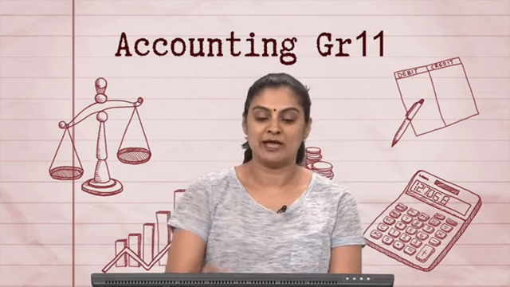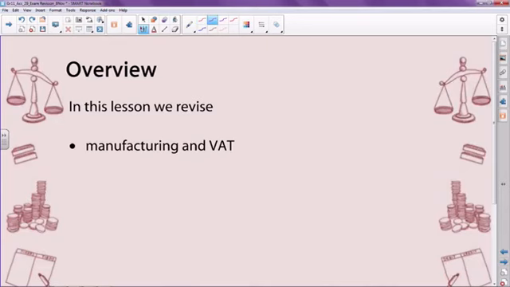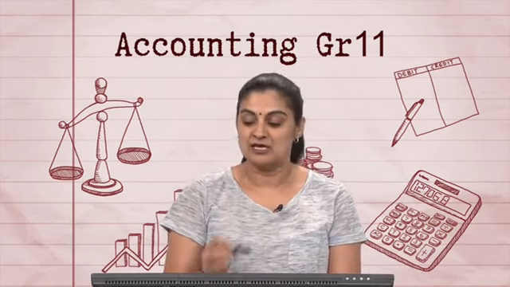We're going to be looking at a question which focuses on manufacturing accounts as well as VAT. So in other words, we're going to be looking at one question which will test your understanding of both manufacturing as well as value-added tax. So let's begin.